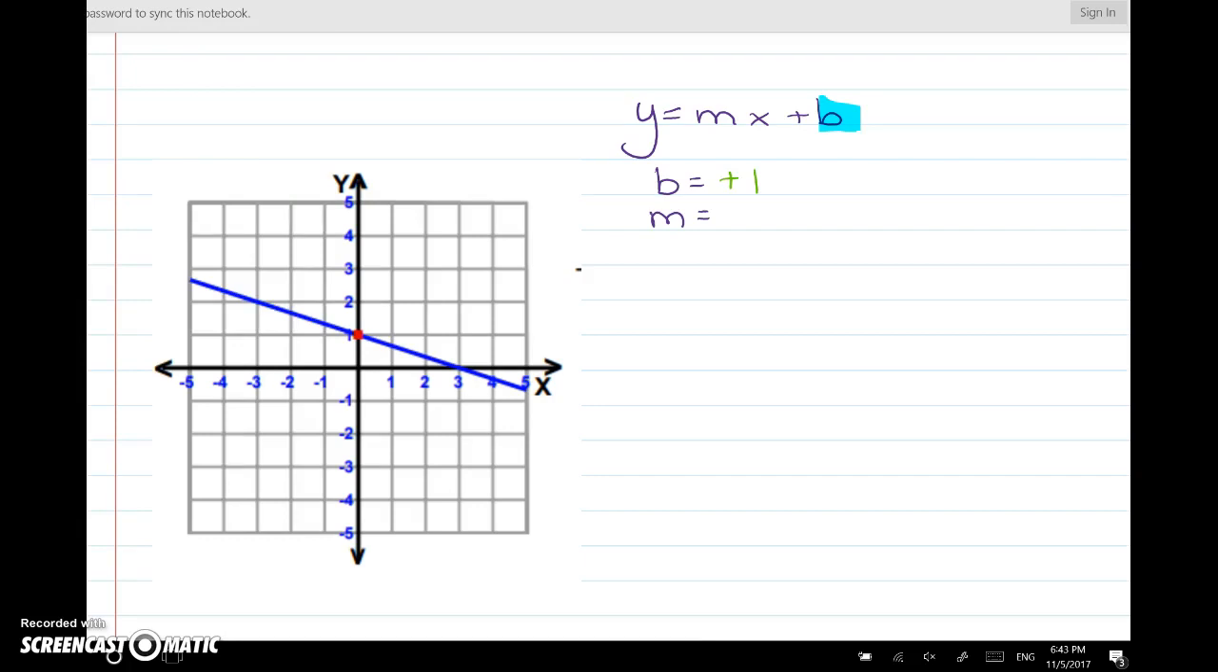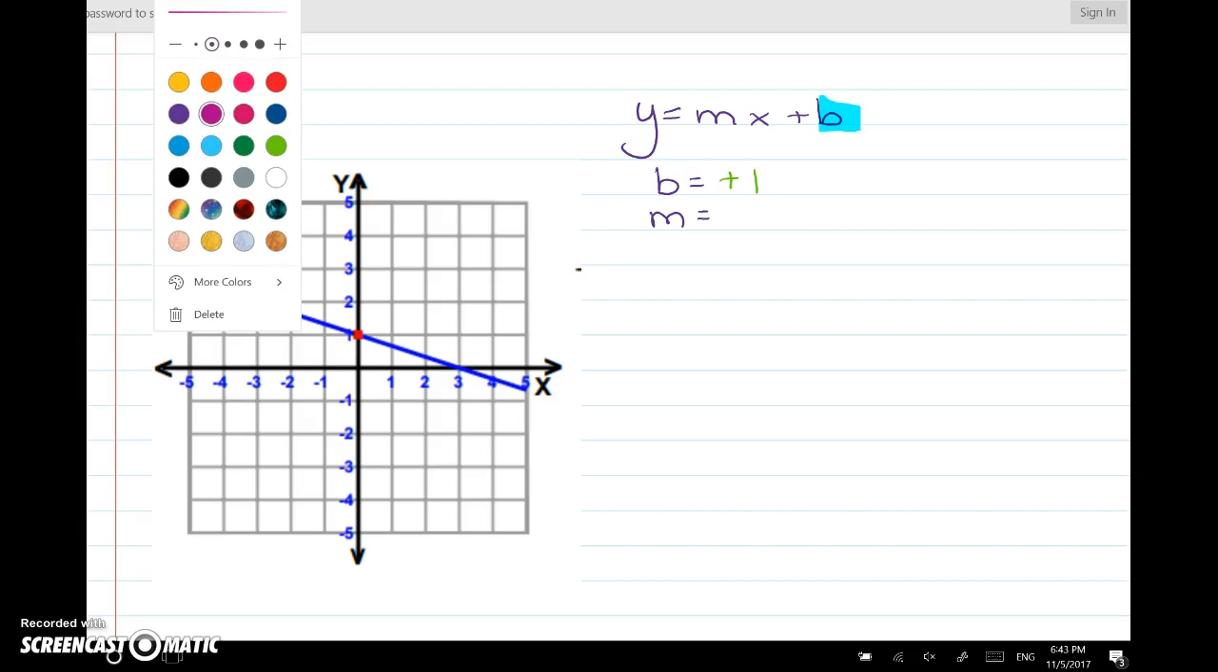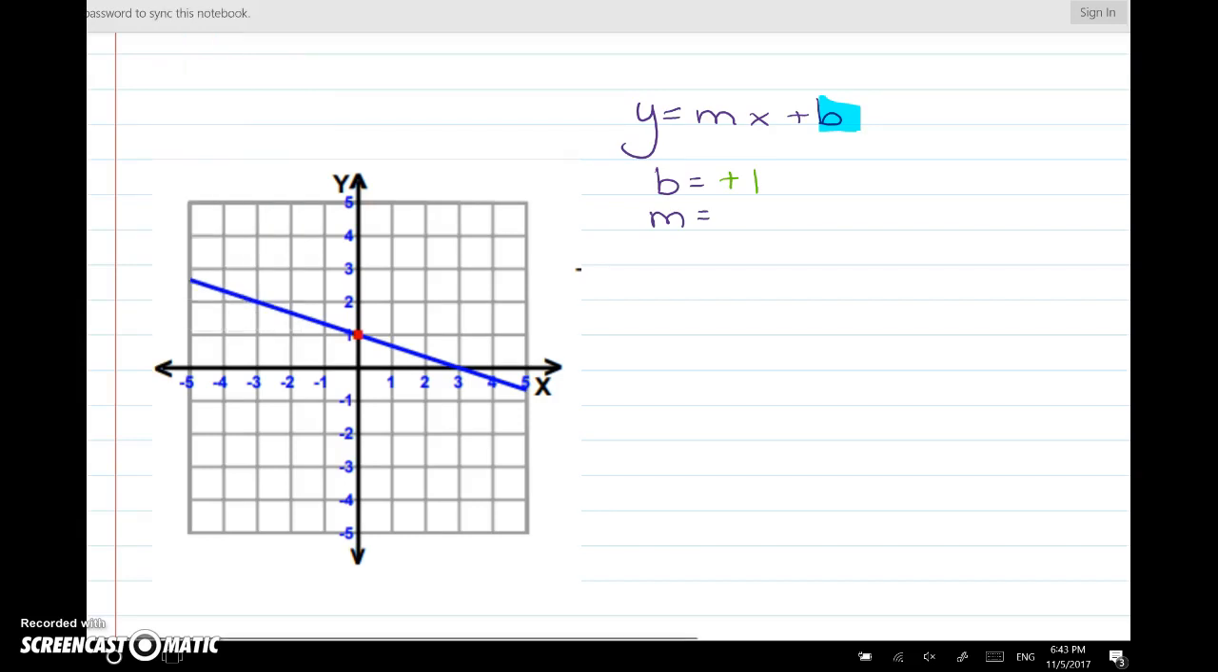Now we have to figure out our m, our slope. Remember, for slope, we need to find 2 points. So let's see. We can use this point. That's normally a really good point to use. So point 1 can be 0, 1, and we need to find a second point. Well, how about we use this point right here? And that point would be, let's say, point 2 is negative 3, 2.